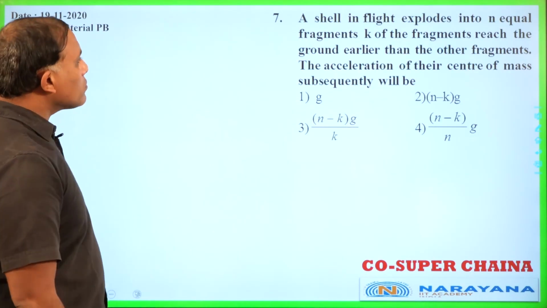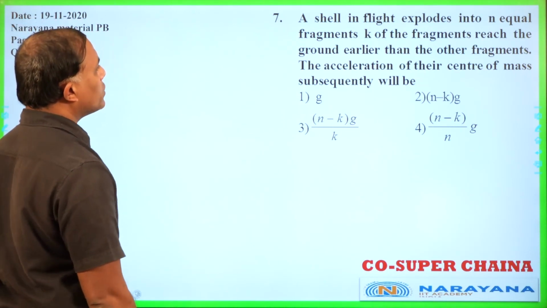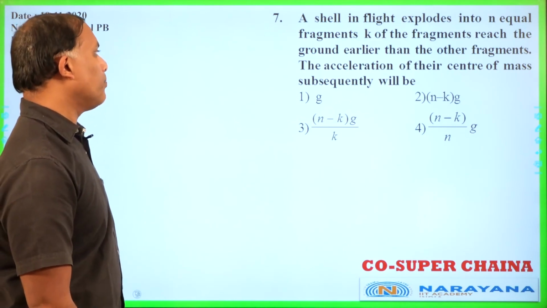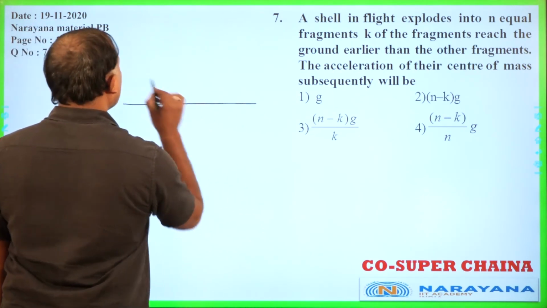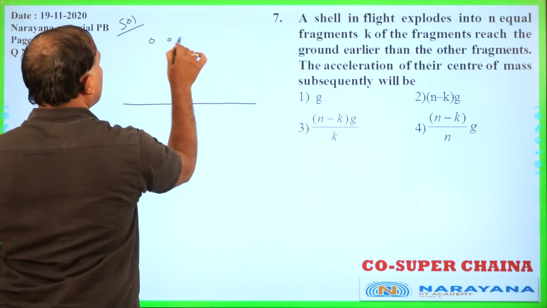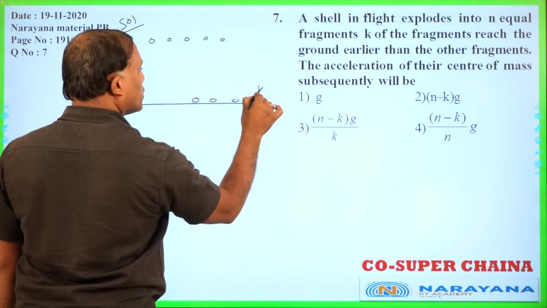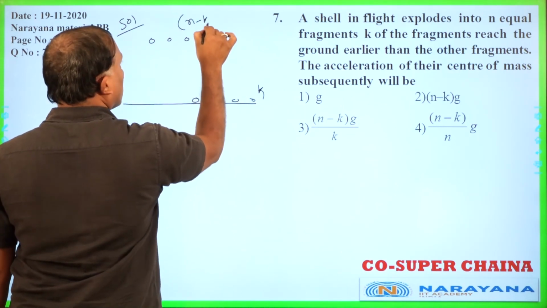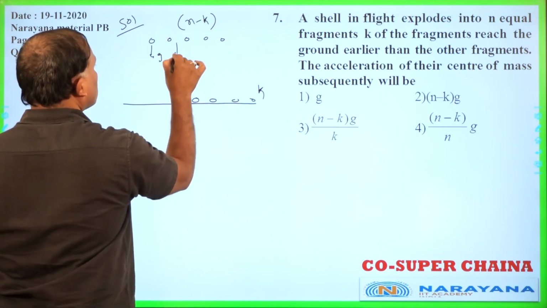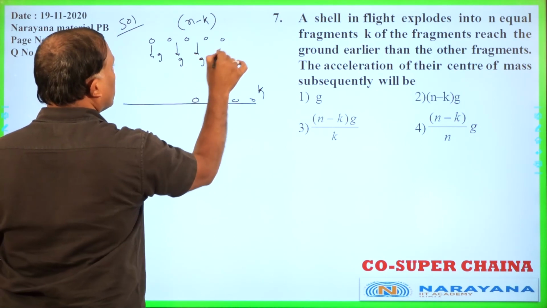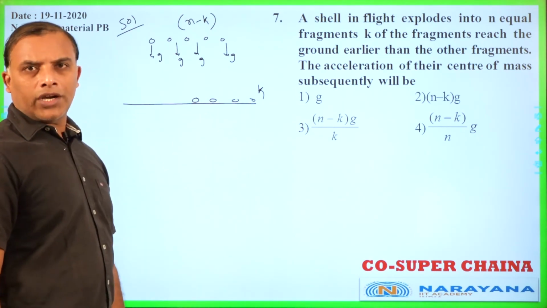Next, a shell in flight explodes into n equal fragments. K of the fragments reach the ground earlier than the others. Then what will the acceleration of center of mass subsequently be? See here, there are n number of particles, and k particles have already reached the ground. Then n minus k are in flight, in the air. For these, it is gravity, gravity, gravity, freely falling down. And here they are at rest, not in motion.